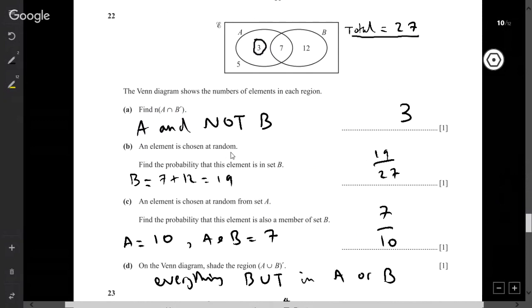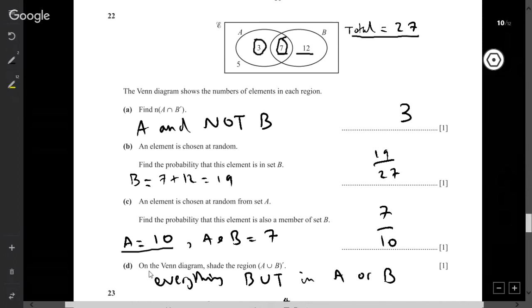Okay, B. An element is chosen at random. Find the probability that it is an element in set B. So B is 7 plus 12, so 19 in total. And the whole total of elements is 27, so that is just 19 over 27. C, an element is chosen at random from set A. Well, A is 10 because it's 3 plus 7. Find the probability that this element is also a member of set B. So A and B is 7, so out of the total of A, which is 10, that is just going to be 7 over 10.